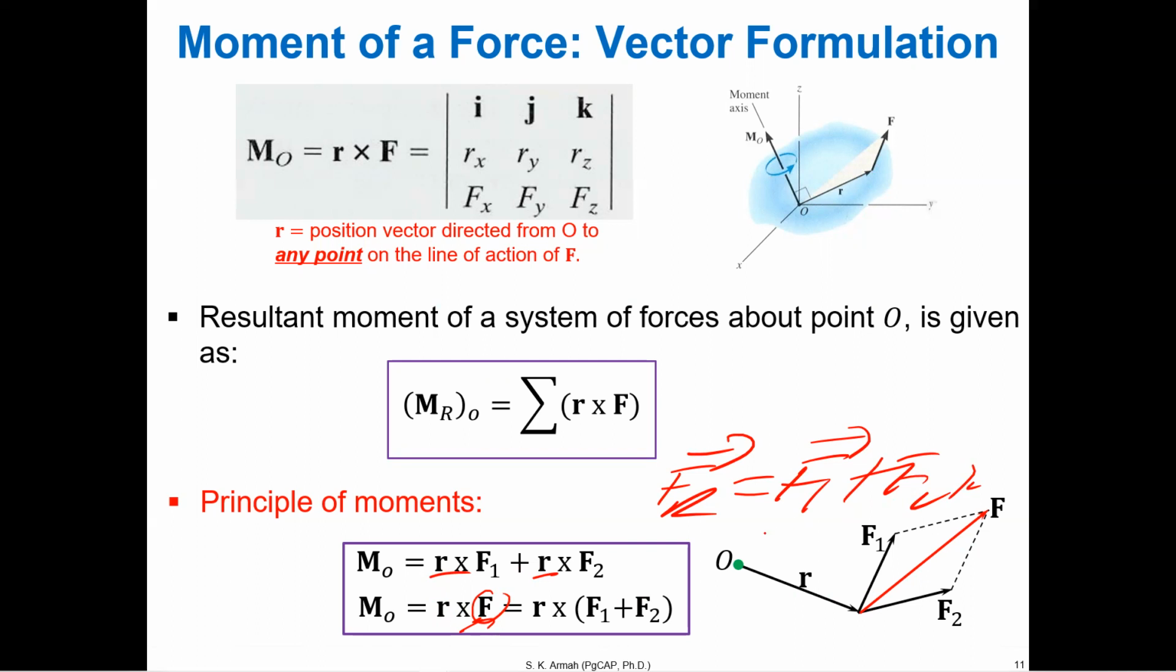So this is called principle of moment. What it says is that instead of crossing R1 to F1, R2 to F2 and adding, you don't need to do that. You add all the forces and cross it to a common R. That's called principle of moment in the 3D. Okay, so I'll use all this principle later on.